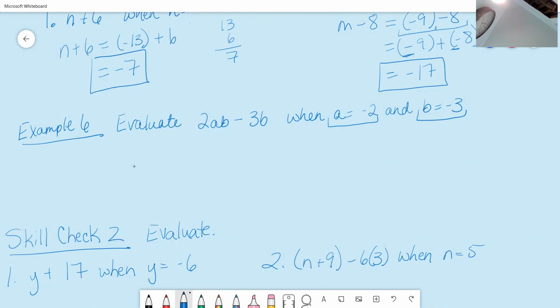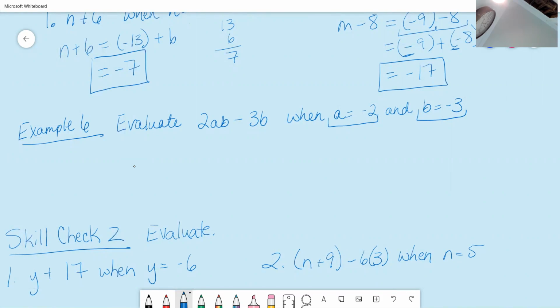So example 6, just going to skip on through. 4 and 5 are pretty self-explanatory. We're just practicing evaluating with multiple variables, but we're given the value of both. So again, don't let yourself get too intimidated by that. Just plug in the value for the variable where the variable is located in the algebraic expression.